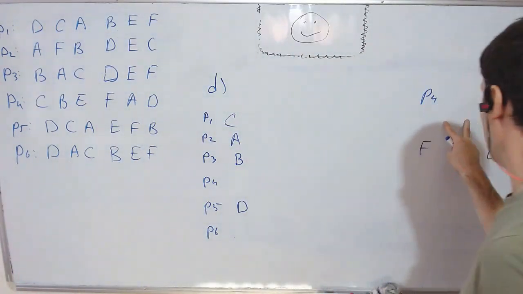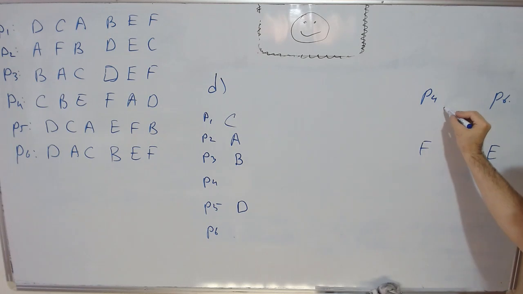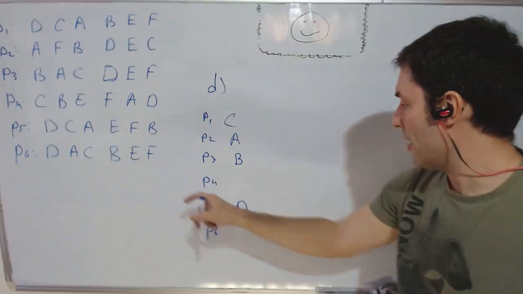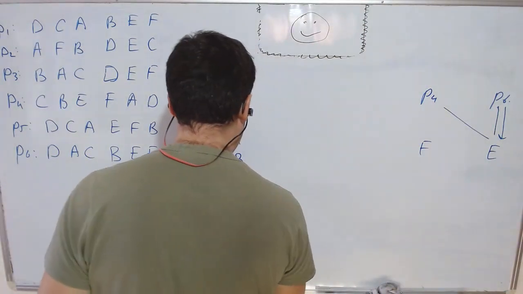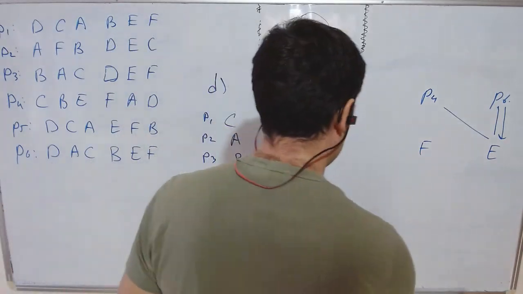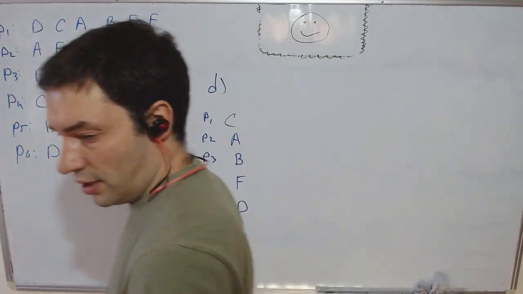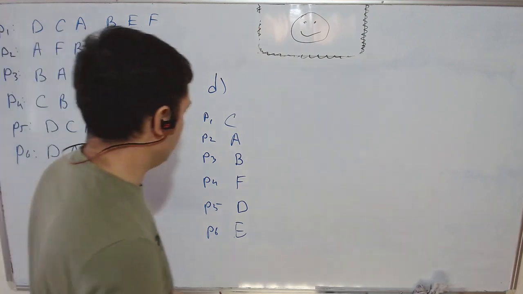And then we're left with 2 people to sort out. P4 actually wants E, and P6 actually wants also E, because he prefers E to F. So P6 stays with his house with E, and therefore P4 would also stay with his house F. All right, so let's check: C, A, B, F, D, E. Perfect. So we got part D.